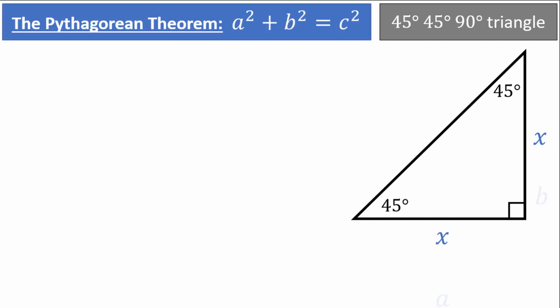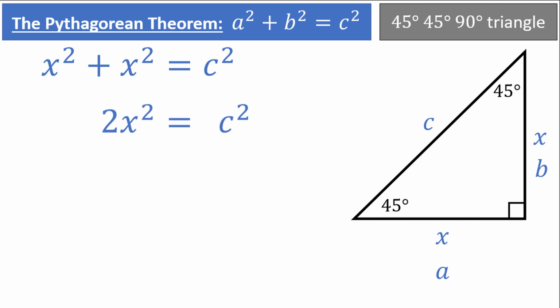The two legs, a and b, are both x, and the hypotenuse is c. We have x squared plus x squared is equal to c squared. Combining the left-hand side, we have 2x squared is equal to c squared. Now, remember, we are solving for the length of the hypotenuse c, not x.